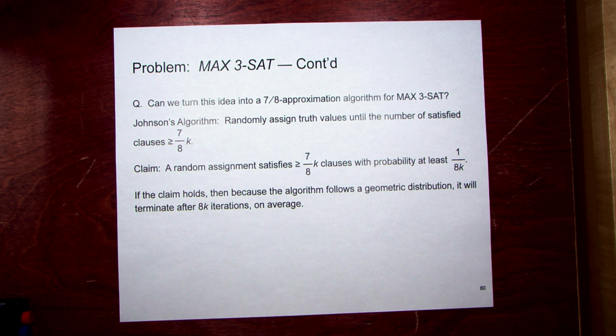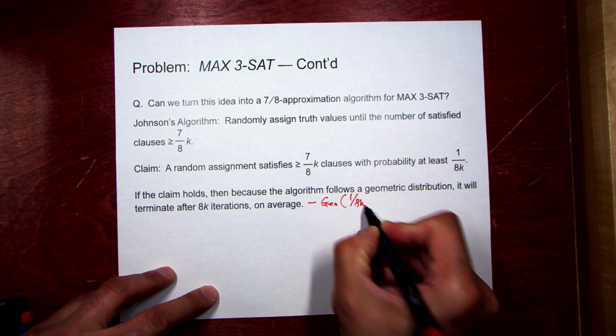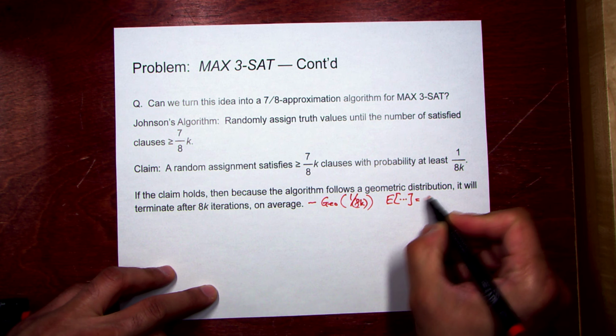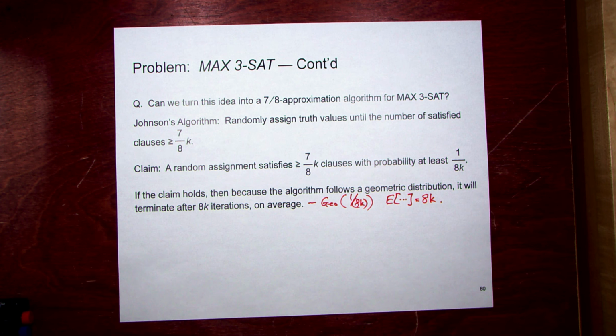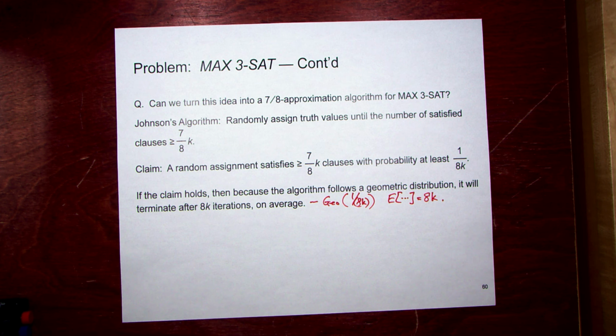And if this claim is true, we're going to prove it next, then it satisfies a geometric distribution, right? So this would be Geo of 1/(8k), which means the expectation is 8k. So you should only have to toss coins in expectation 8k times, and you'll trip over a solution that satisfies 7/8 of the clauses. Okay, proof.